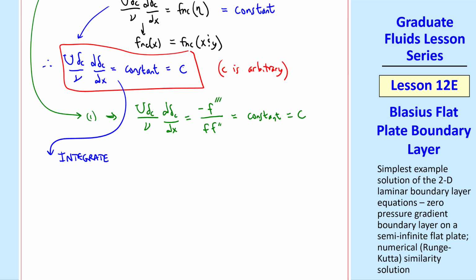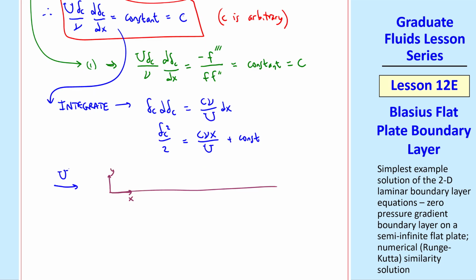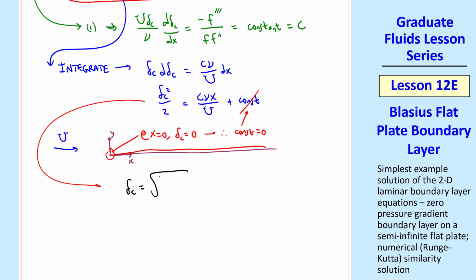We can integrate this to find delta, namely rewrite it as delta_c d delta_c equals c nu over U, which are all constants, times dx. So integrating, delta_c squared over 2 equals c nu x over capital U plus some constant. But we know that at x equals 0, delta_c has to be 0, since the boundary layer has not had any opportunity to grow yet. Therefore, this constant is 0, and thus delta_c is the square root of 2c nu x over U. This is an important solution all by itself. We now know that delta_c, the boundary layer thickness, grows like the square root of x.